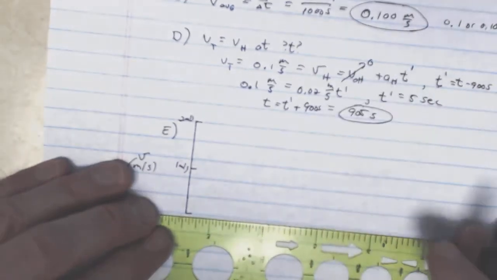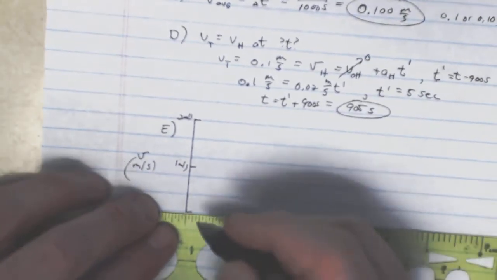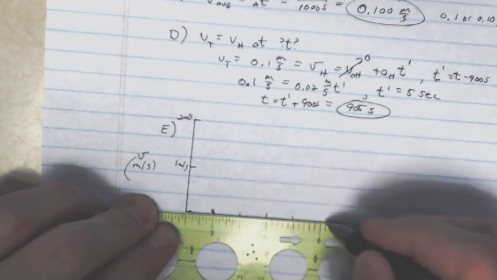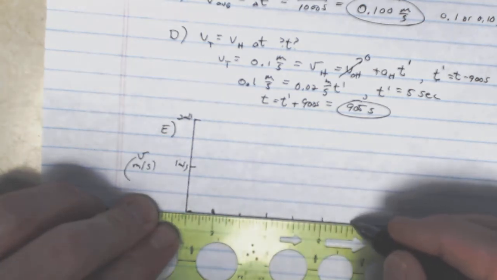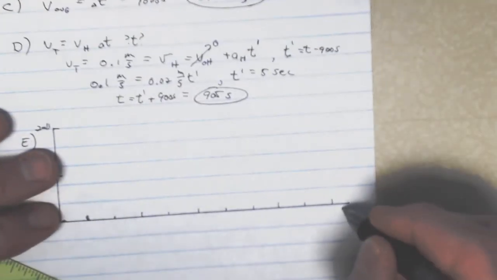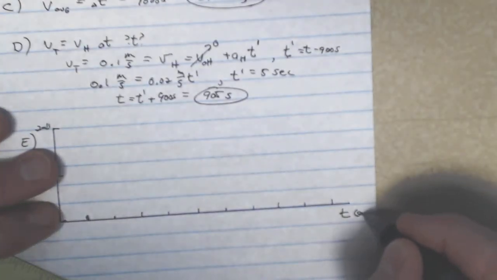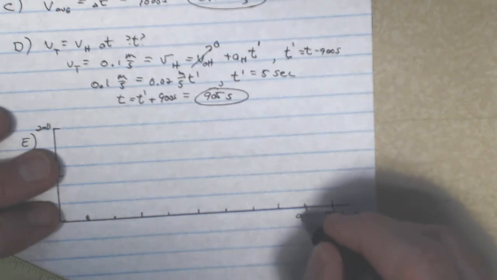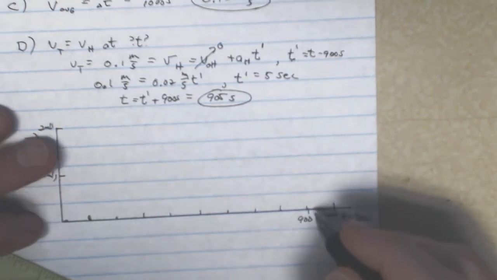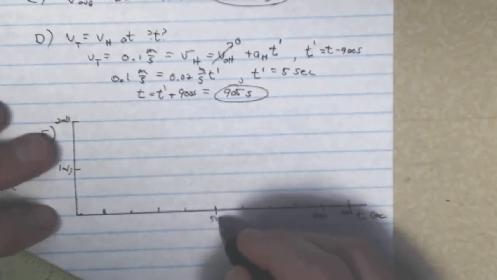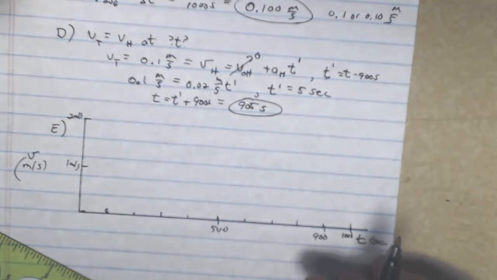I need a time axis. 3, 4, 5, 6, 7, 8, 9, 10. This is time. It'll be in seconds. Remember to label your axis. This is 1,000, the end of the race, this is 900, where the tortoise or the hare starts running. 1, 2, 3, 4, 5. This is 500, although it won't be so interesting.